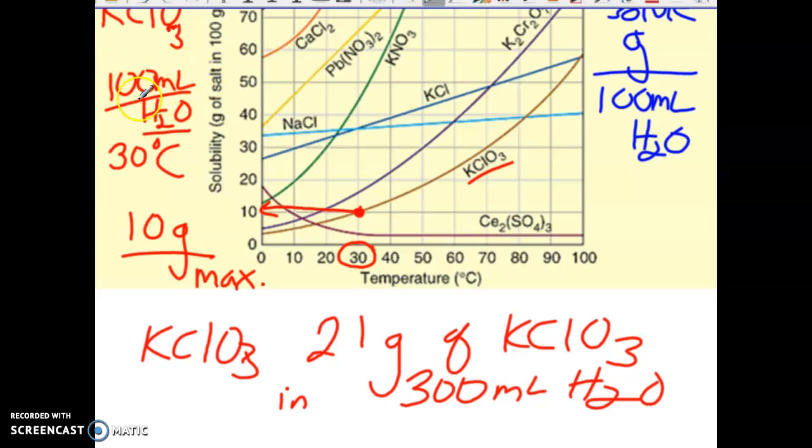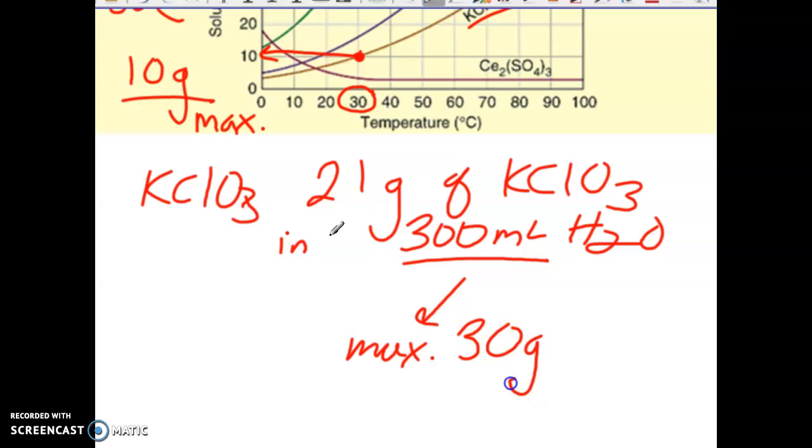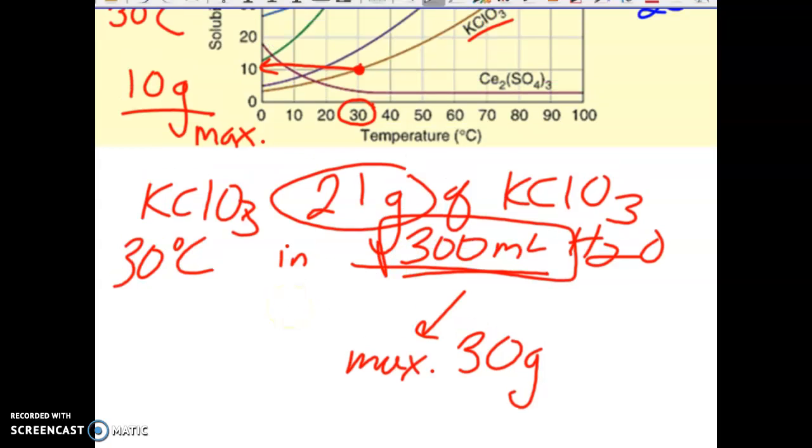So let's say we had 3 times the amount of water. That means that I would be able to dissolve 3 times the amount of KClO3. So in 300 milliliters of water, the maximum saturation would then be 30 grams. Of course, we're still talking about the same temperature here. So 21 grams at that volume would then give us an unsaturated solution.